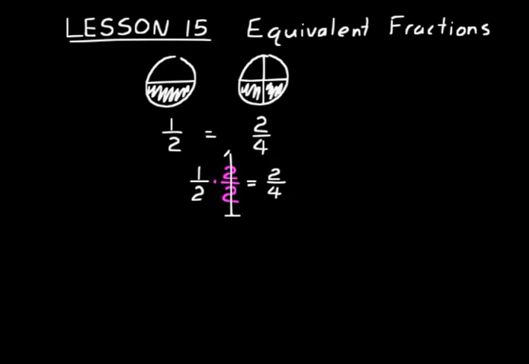We could multiply 1/2 by any value of 1 as a fraction. We could do it by 18/18 if we wanted to. Any fraction, as long as the numerator and denominator are the same, equals 1. Like this would equal 18/36. That's still the same thing as 1/2.